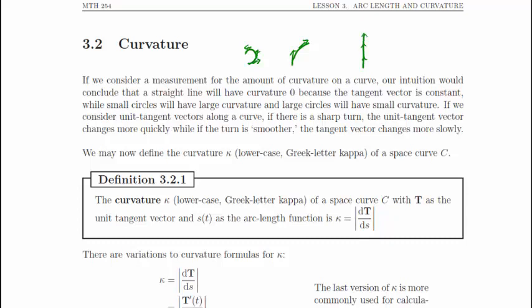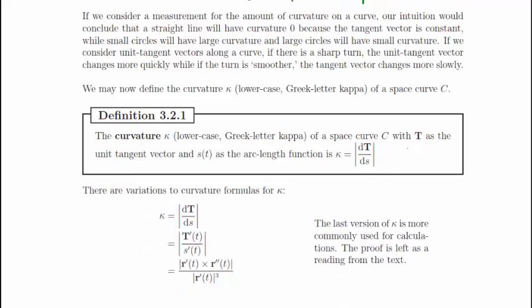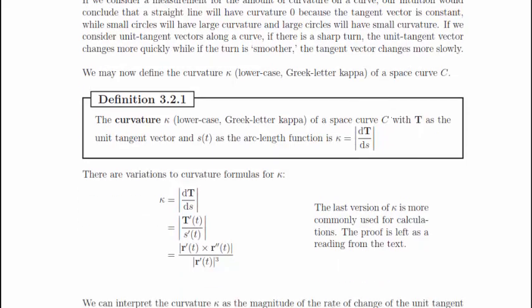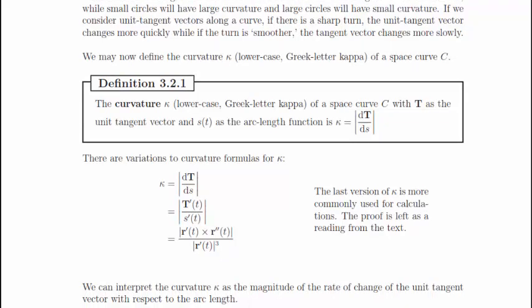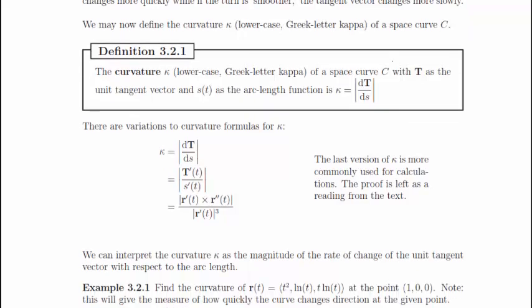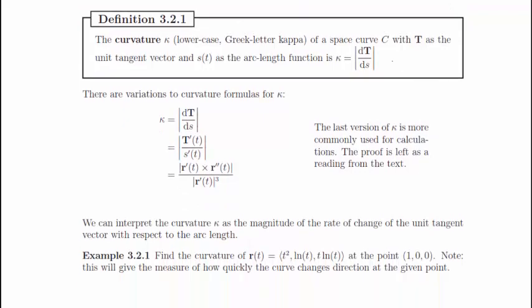We're going to define the curvature, lowercase Greek letter kappa, of a space curve C. Definition 3.2.1, the curvature kappa of a space curve C with capital T as the unit tangent vector and s of t as the arc length function is kappa equals the magnitude of dT with respect to s, or dT over ds. And we're going to play with this formula just a little bit.